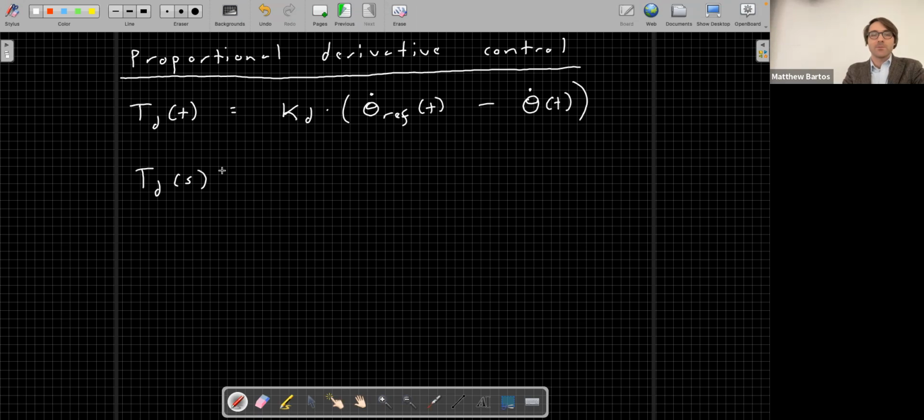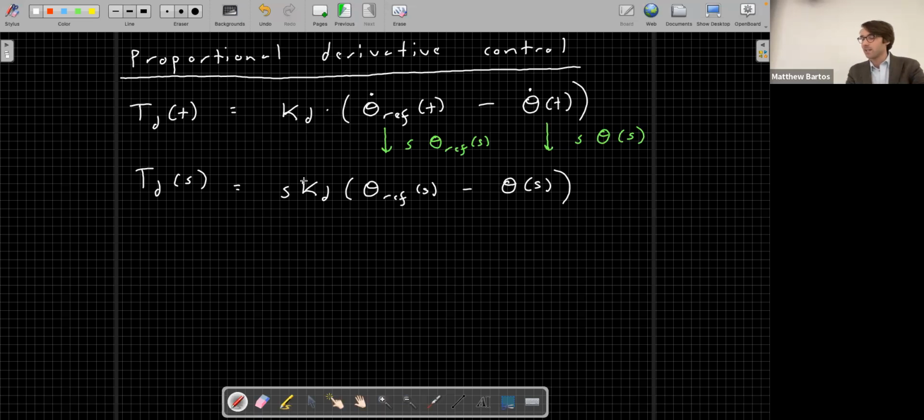And in the frequency domain, what will this become? If we take the Laplace transform, let's start with this one. What does theta dot of t become in the frequency domain? s times theta of s, right? And this becomes s times theta ref of s. So in the frequency domain, our proportional derivative controller will be equal to s times Kd times theta ref of s minus theta of s.